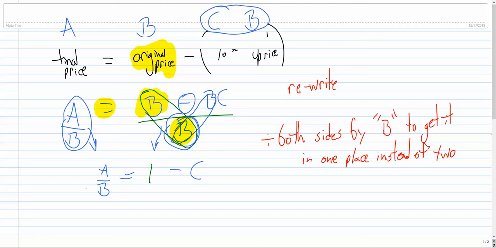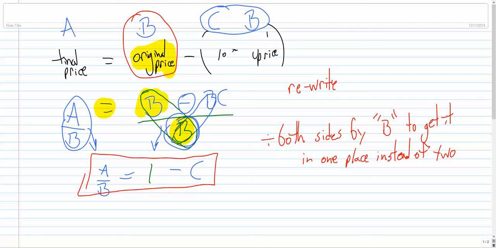Okay, so this is where I'm at now. I've got A over B equals 1 minus C. What's my goal here? My goal was to figure out what the original price was. I want B by itself. So if I want B by itself and it's divided here, I'm going to teach you another little trick. It's a trick that you've probably already seen before, but that trick is called cross multiplication.